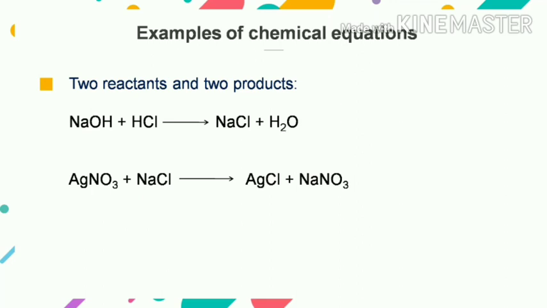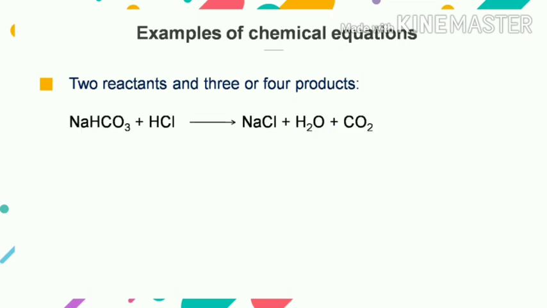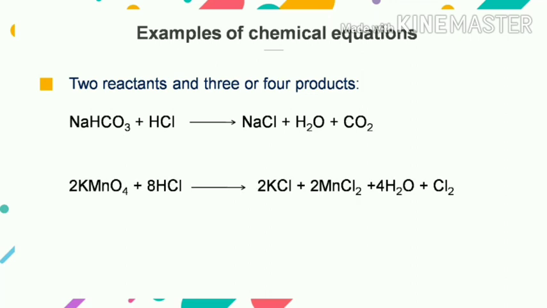Then next we have to tell the examples of chemical equations which involve two reactants and three or more products. The example of reaction with two reactants and three products is sodium bicarbonate plus hydrochloric acid gives sodium chloride, water and carbon dioxide. The example of reaction with two reactants and four products is potassium permanganate plus hydrochloric acid gives potassium chloride, manganese chloride, water and chlorine.